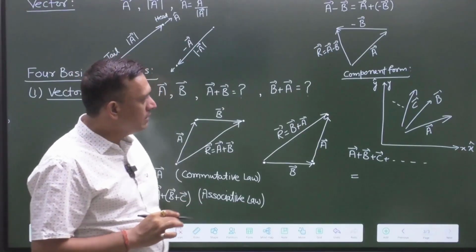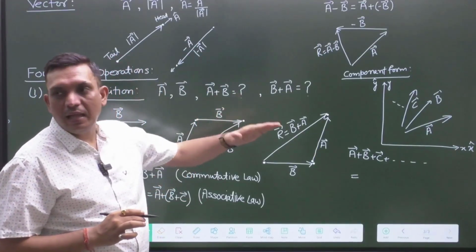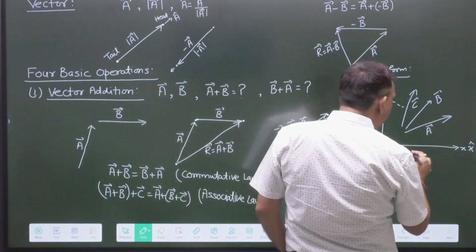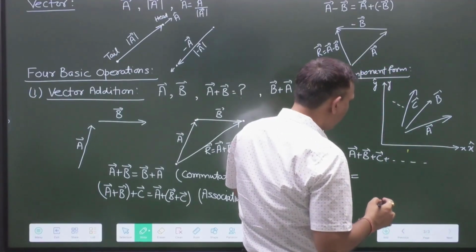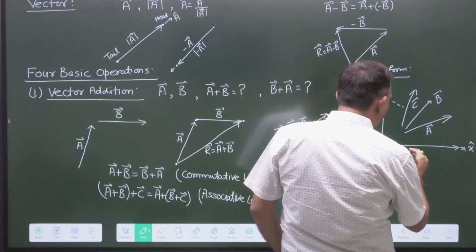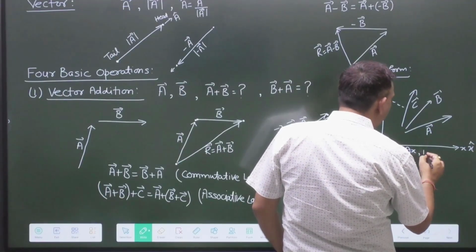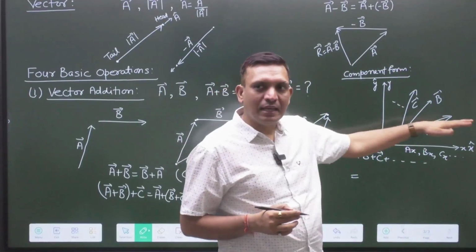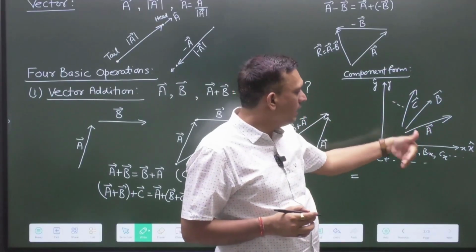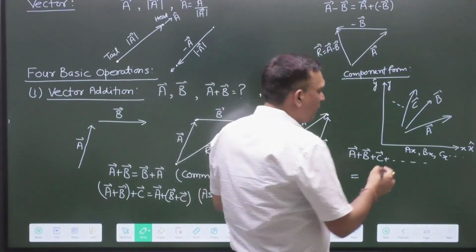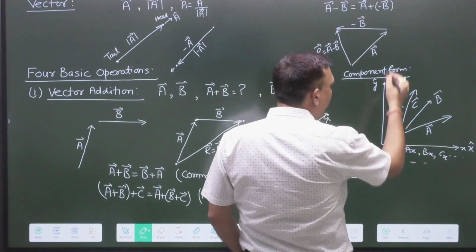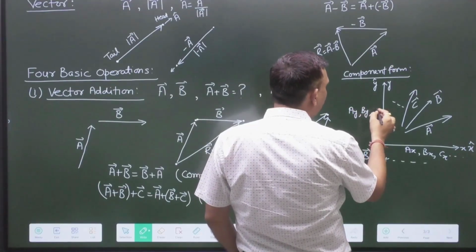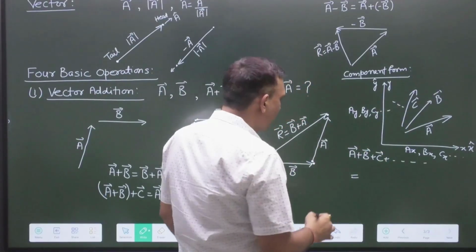So the easiest way is to resolve these vectors into xy components. You have to find the x components: what will be component Ax, Bx, Cx, and so on? I'm writing in general that it is along x cap. And what about components along y cap? This will be Ay, By, Cy, and so on.